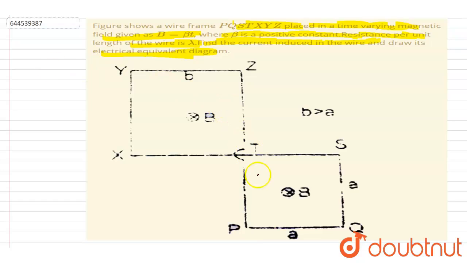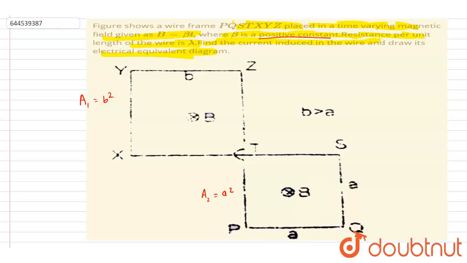So if you see, these are two squares basically. This square has area A1, that is B square, and this one has area A2, that is A square. Beta is a positive constant, so the inward magnetic field is increasing, right?